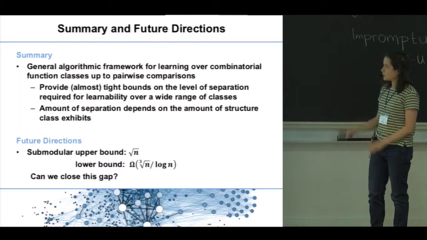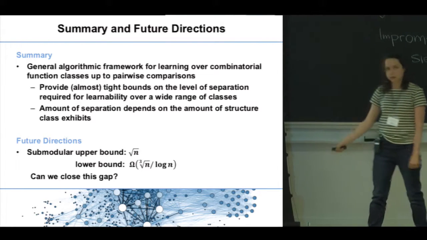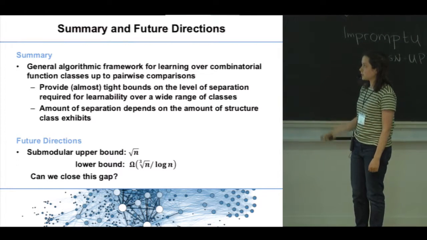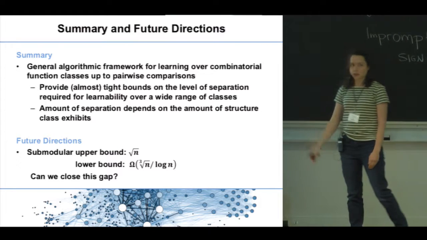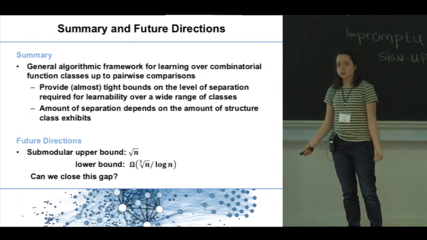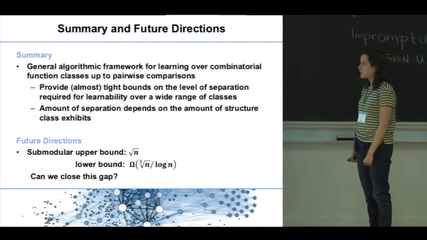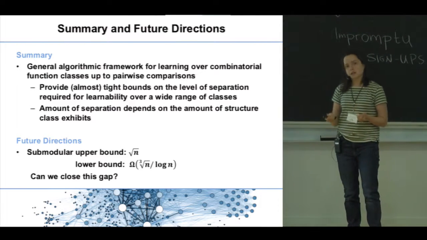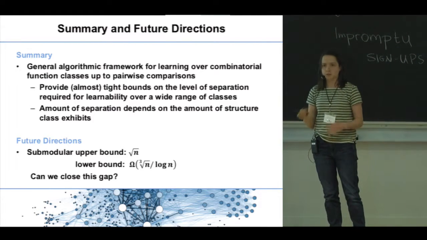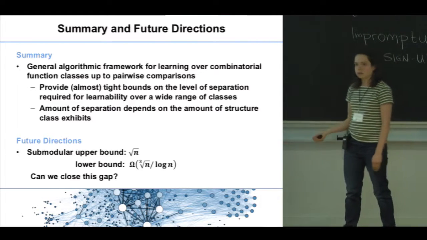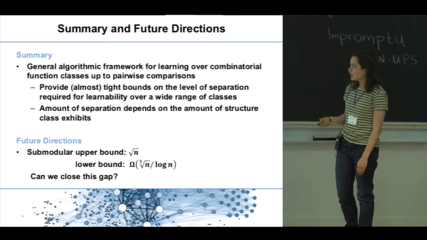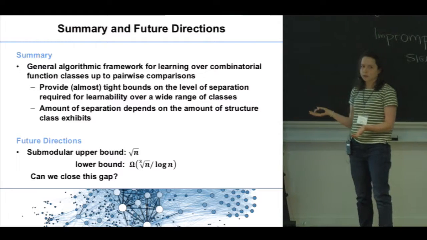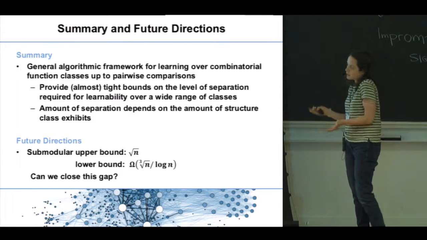And just to summarize, I presented a general algorithmic framework for learning combinatorial functions up to pairwise comparisons from pairwise comparisons, and we provide tight and almost tight bounds on the level of separation necessary for learnability. We emphasize that the amount of separation necessary is very strongly related to the amount of structure that the combinatorial function classes exhibit. And so one interesting future direction would be to see if we can tighten this submodular upper and lower bound, if we can make them match.